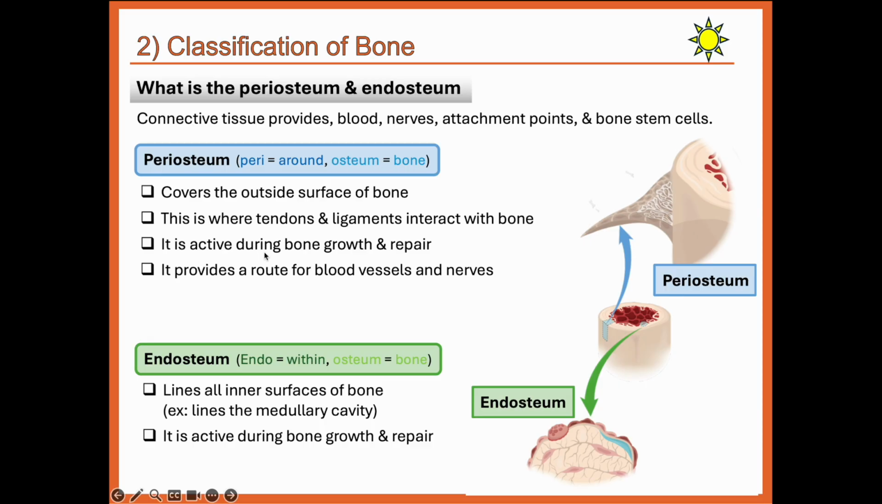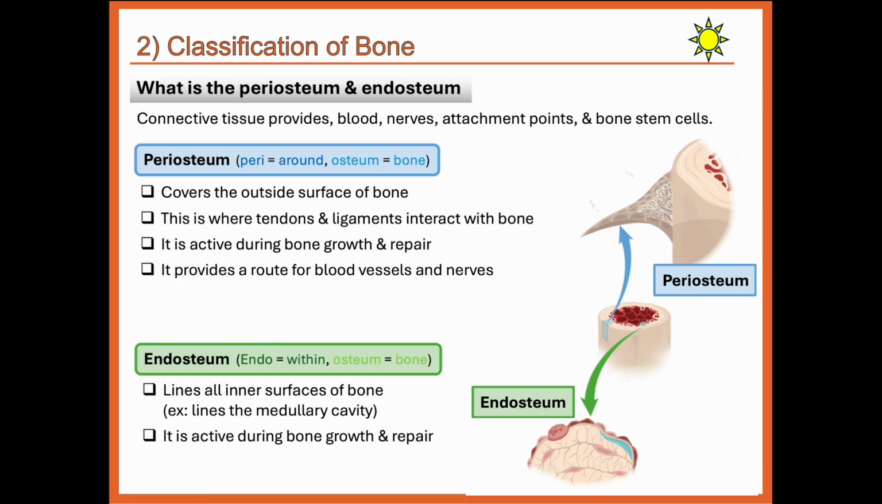Another function of it is that it's active during bone growth and repair. If our bone needs to grow or fix a little fracture, these cells here are full of what we call progenitor cells, osteoprogenitor cells, which make new bone. So they are stem cells of the bone. It also provides a route for blood vessels. Blood needs to get into these inner cells here, so oftentimes blood vessels get squished in through this periosteum.